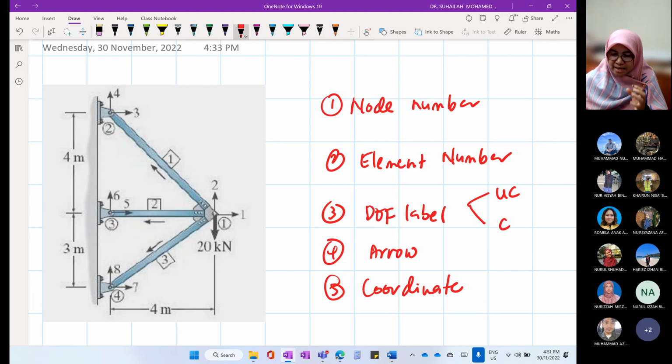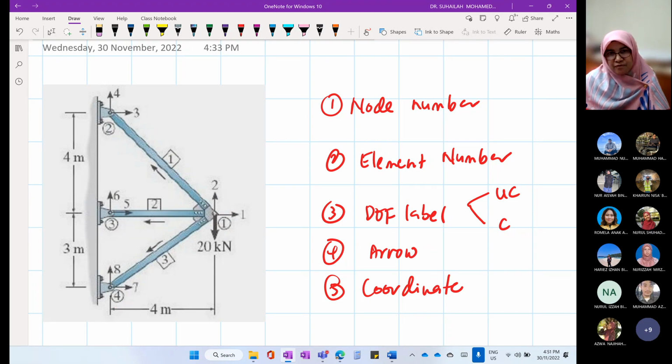Okay, so we have to make sure that in the diagram there are node numbers: node number 1, node number 2, node number 3, node number 4. And node numbers in the diagram are normally, sometimes, written in a circle. Node number represents joint A, joint B, joint C. Okay, that is for node number.